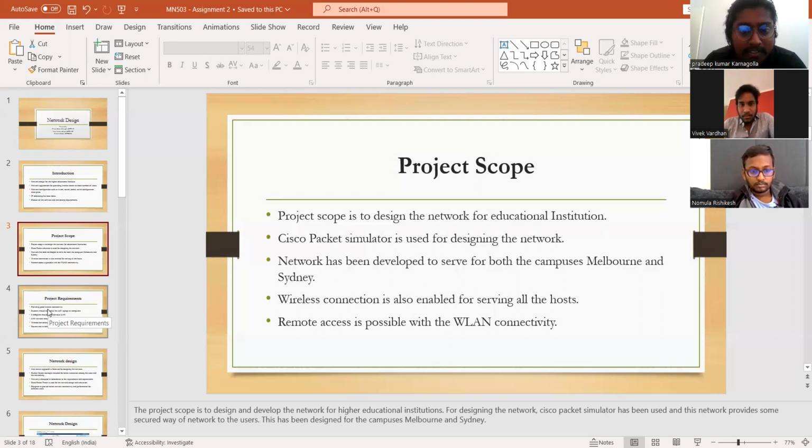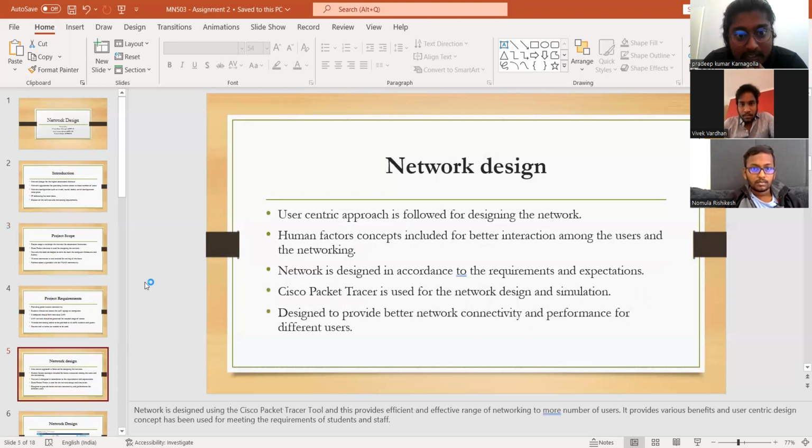Using the Cisco Packet Tracer, Cisco Packet Simulator, we have designed the project. The network is designed using the Cisco Packet Tracer tool that provides an efficient range of networking to a larger number of users. It provides various benefits, and a certain design concept has been used for meeting the requirements of staff and users.